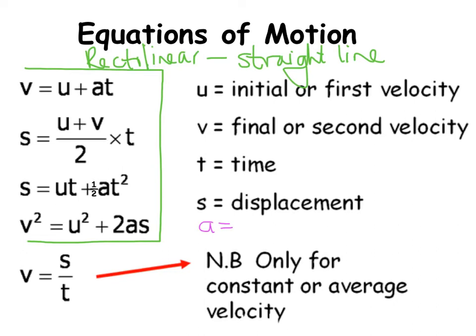Remember that if you've got a constant velocity, you are going to use VST, which is the triangle that we've been using since you were in primary school, which looks like that. But that is only when you have got constant or average velocity. If you are working with an acceleration, you need to use one of these equations of motion. So let's see how to use these equations of motion.